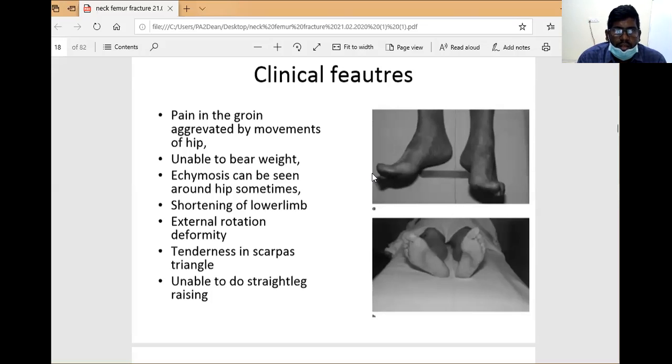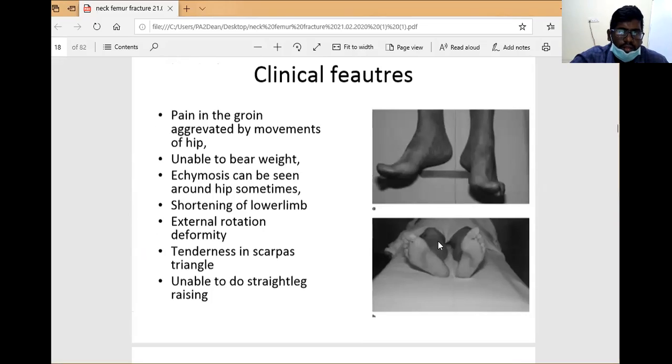There may be ecchymosis, and there may be shortening of the limb and external rotation deformity. This is the normal foot, where the foot is externally rotated. The normal position of the foot is 15 to 20 degrees external rotation. Whereas here, this foot is externally rotated around 45 degrees. So there is external rotation deformity and shortening, and on palpation, tenderness in Scarpa's triangle, and the patient is unable to do a straight leg raise.